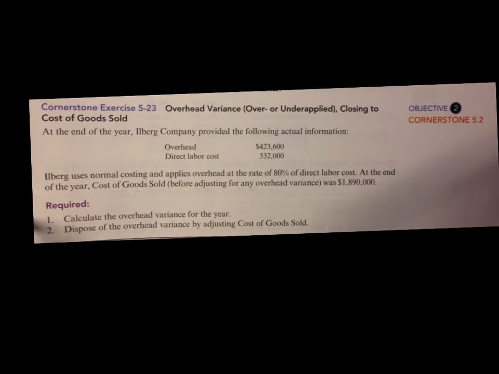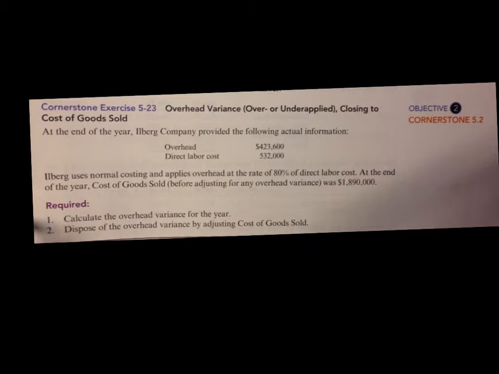This reads, at the end of the year, Oberg Company provided the following actual information: overhead $423,600, direct labor costs $532,000. Oberg uses normal costing and applies overhead at the rate of 80% of direct labor costs. At the end of the year, cost of goods sold before adjusting for any overhead variance was $1,890,000. Calculate the overhead variance for the year and dispose of the overhead variance by adjusting the cost of goods sold.